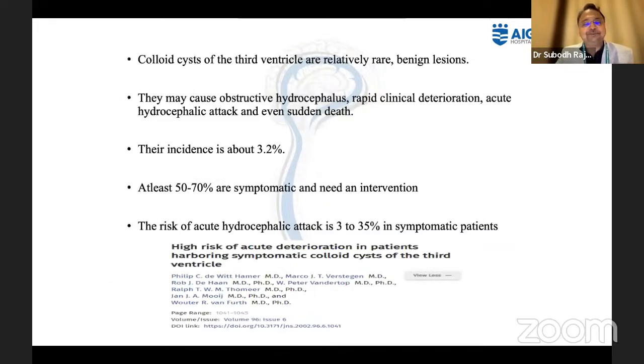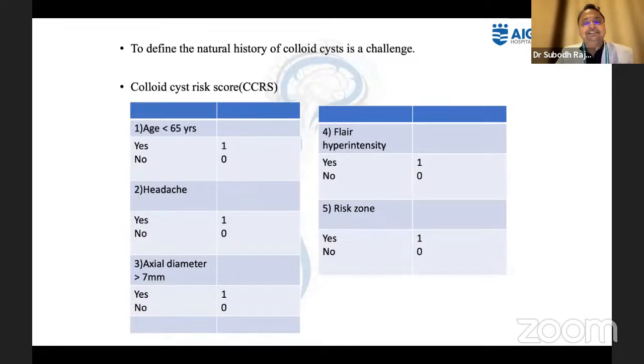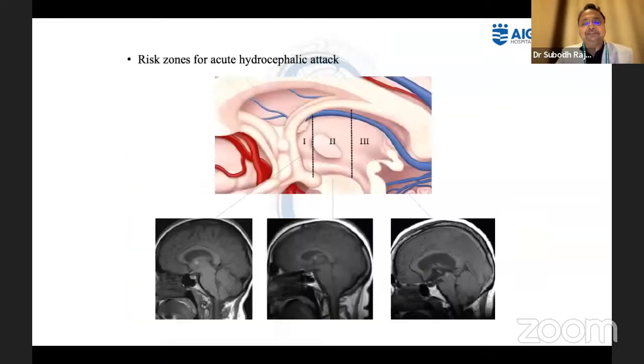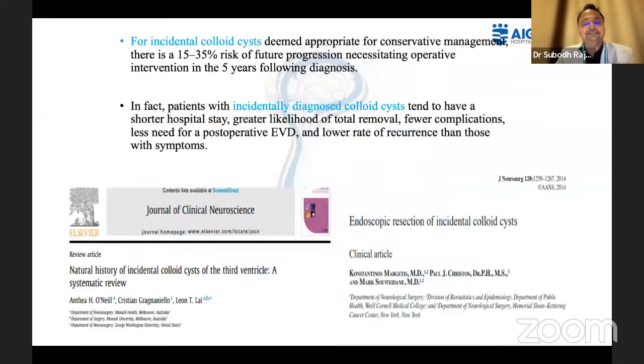The introduction part has been told already. I will not go into this. There's a colloid cyst risk score which is available for everyone to know whether you should operate on a colloid cyst or not. A very, very useful tool, I feel, for practical use in the OPD. And we should offer surgery. Then there are the risk zones 1, 2, and 3. Zone 3 is the posterior cyst, the anterior cyst, and the cyst in the middle, which carry more risk.